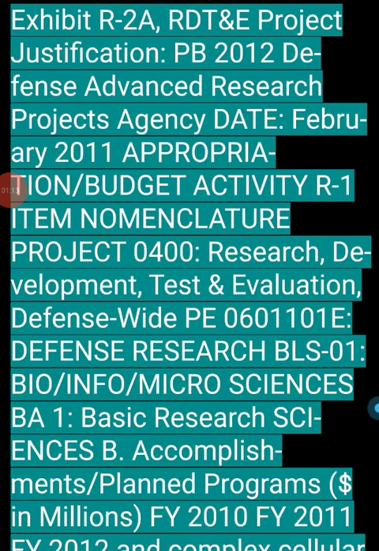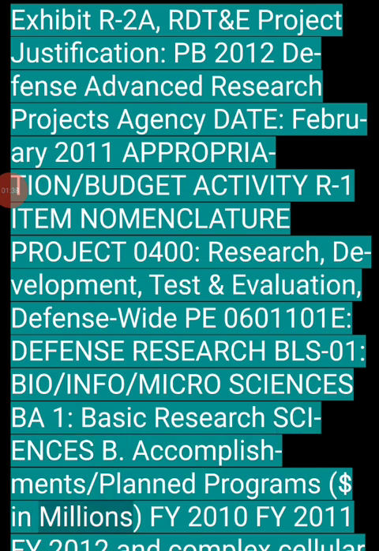Unclassified. Exhibit R-2A, RDT&E Project Justification, PB 2012, Defense Advanced Research Projects Agency. Date: February 2011. Appropriation/Budget Activity R-1 Item Nomenclature: Project 0400, Research, Development, Test and Evaluation, Defense-wide, PE 0601101E, Defense Research Sciences, BA 1, Basic Research, Sciences B.